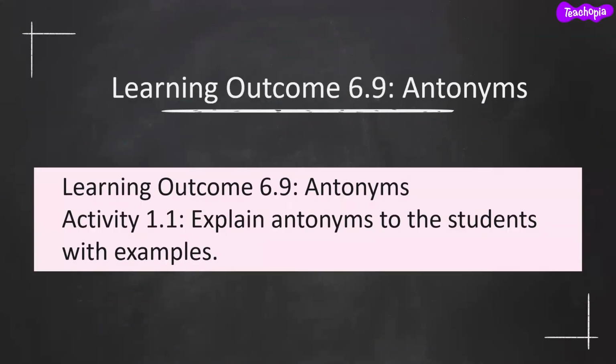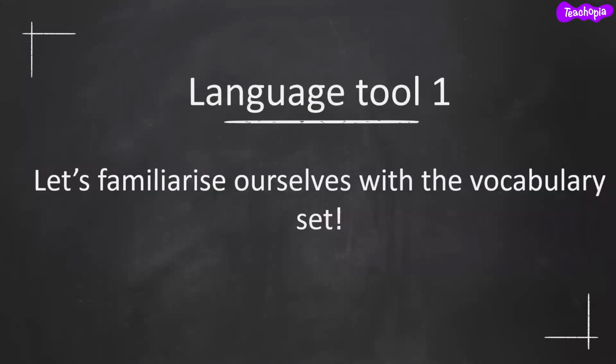So now let us look at learning outcome 6.9, which tells us about antonyms. Here we're going to look at activity 1.1, where we explain antonyms to the students with examples. Like Michelle has taken us through the 3 different language tools, one is to familiarize ourselves with the vocabulary set.